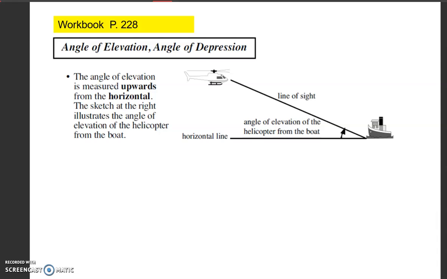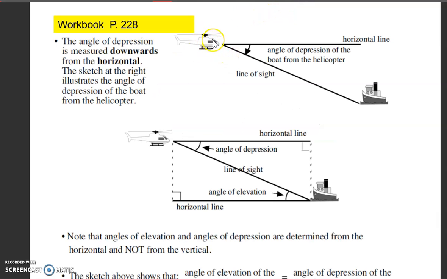In your book also, you have this definition given to you on page 228. It says the angle of elevation is measured upwards from the horizontal. So here's a boat. This is its horizontal line, the line of vision. If from the boat you're looking up, that's the angle of elevation of the helicopter from the boat. Now for depression, if somebody from the helicopter was looking down onto the boat, the helicopter also has a horizontal line of vision and it looks down. That's the angle of depression right there.